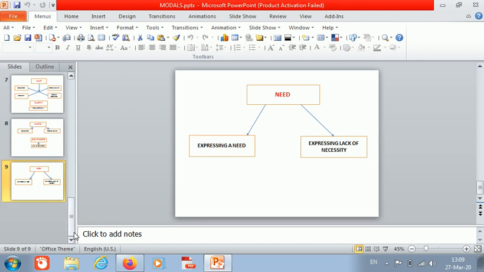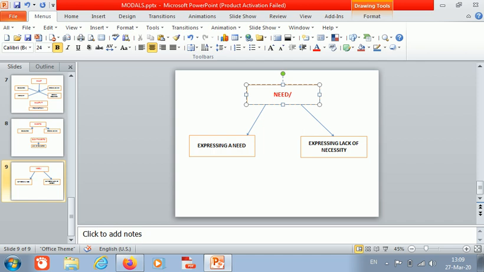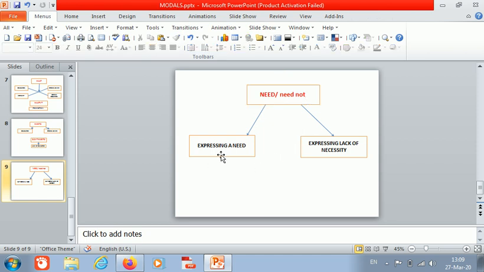And to finish, here we have need or needn't, or need not. Need or needn't is for expressing a need, for example, I need to work harder. I need to finish my lessons. And to express lack of necessity, for example, today is a holiday, so you needn't get up early.